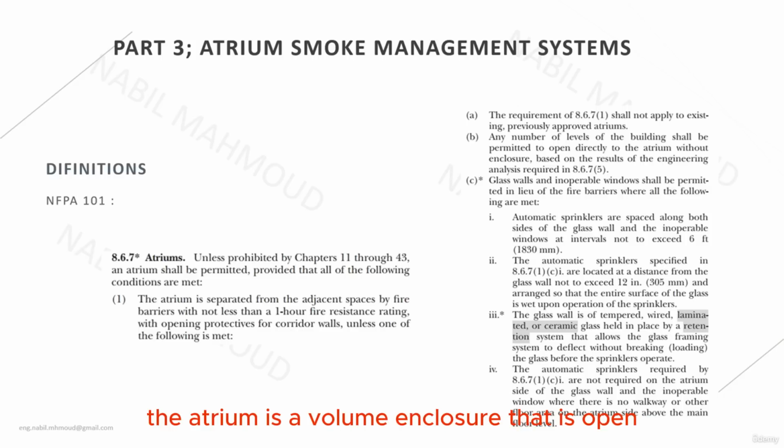So basically the atrium is a volume enclosure that is open vertically into multiple floors, and this enclosure should have protection on the common shared floors. These common shared floors can be seen clearly in malls and office buildings, where you can see an atrium enclosure with a glass partition, and the corridors on these floors are open to the atrium, or there is a lobby around the atrium which is open to the atrium. So this lobby should be protected by the terms explained in this definition from NFPA 101.